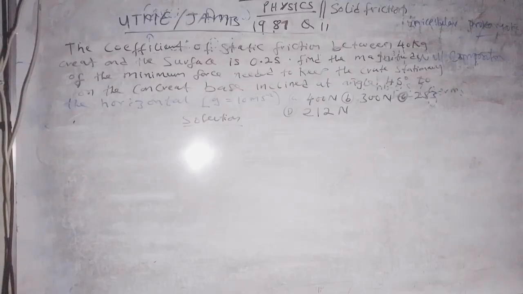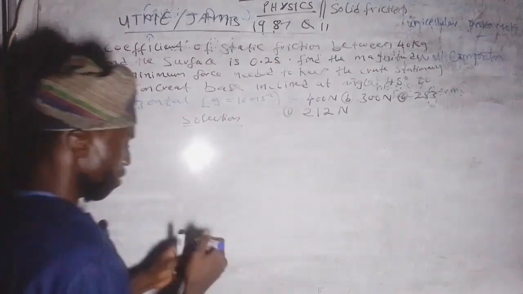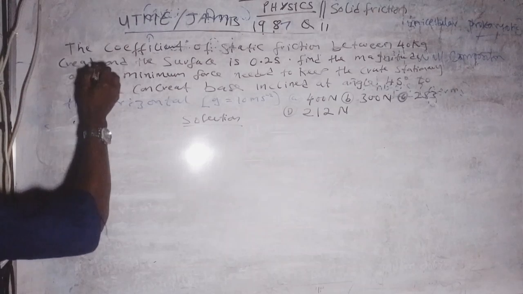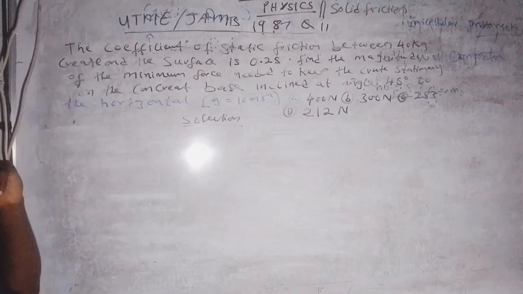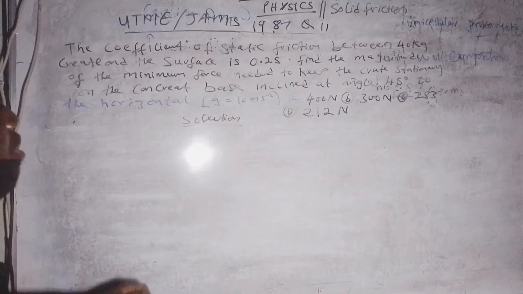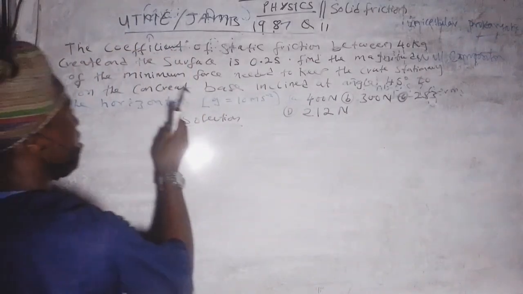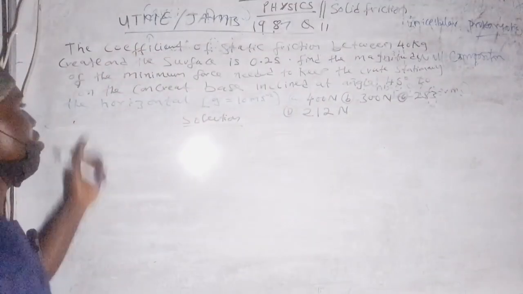So guys, moving on to another question, which is 1987 question 11. The coefficient of static friction between a 40 kilogram crate and the surface is 0.25. Find the magnitude of the minimum force needed to keep the crate stationary on the concrete base inclined at angle 45 to the horizontal.